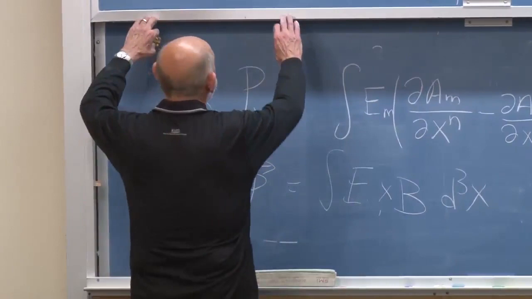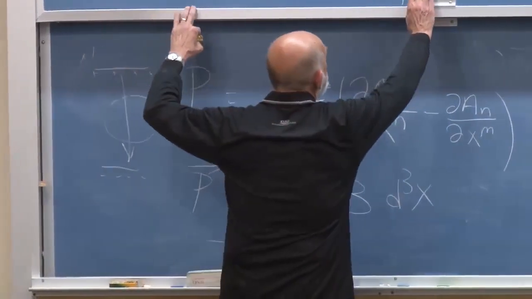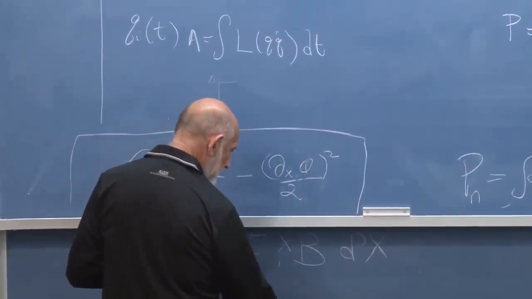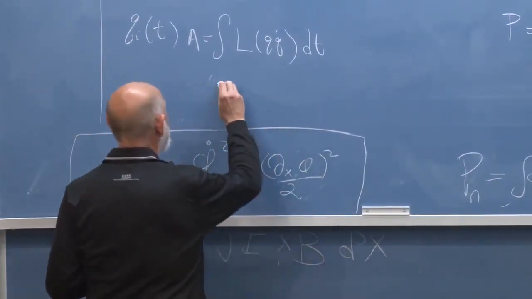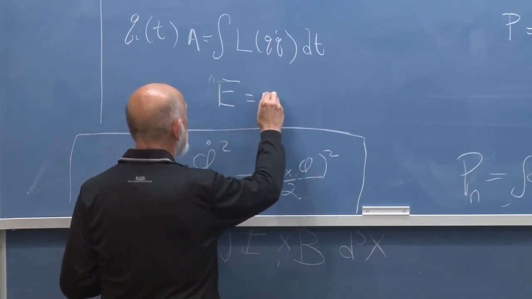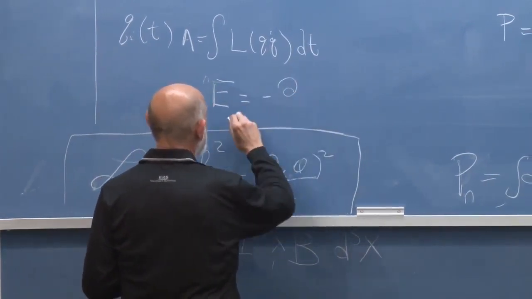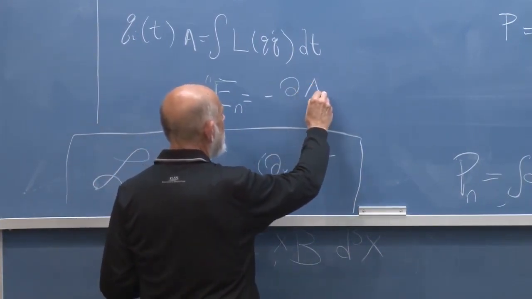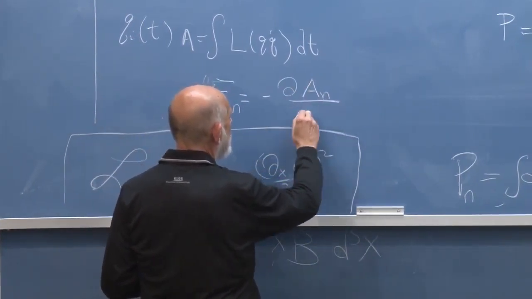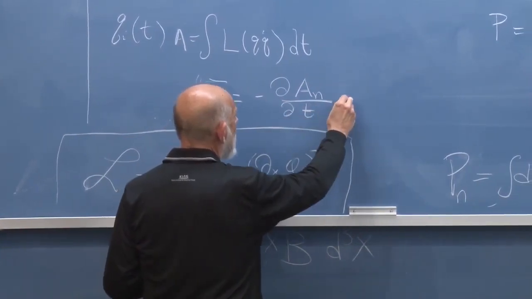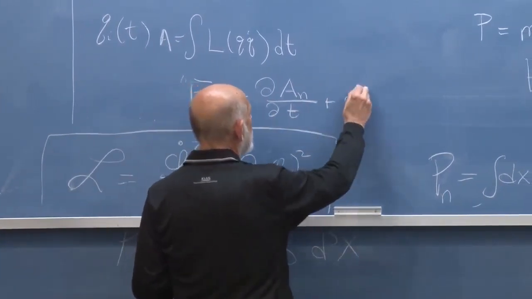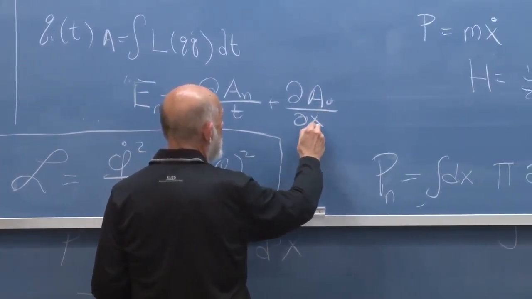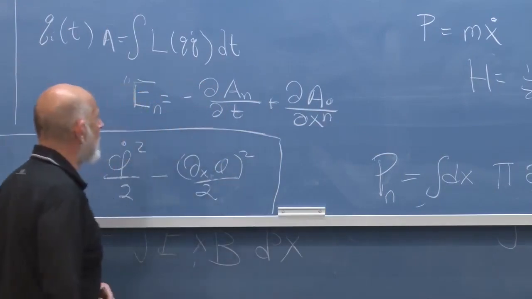Well, here's a rule. The electric field is equal to minus, let's take the nth component of the electric field, minus the derivative of the nth component of the vector potential with respect to time plus the derivative of the time component of the vector potential with respect to xn. That's Maxwell.